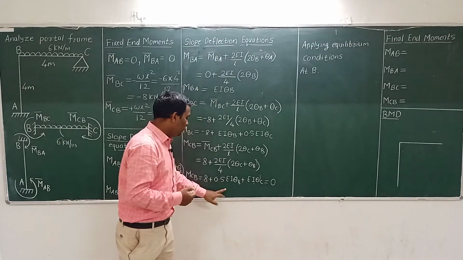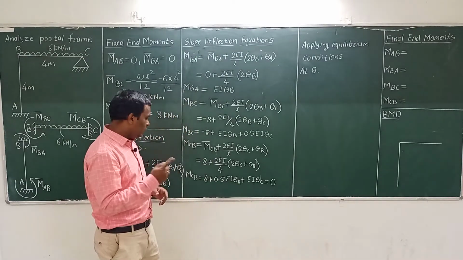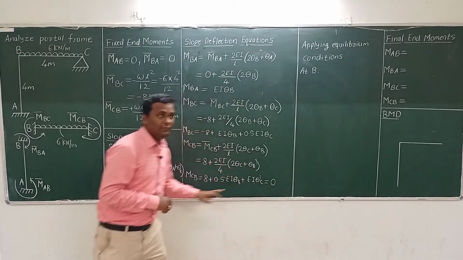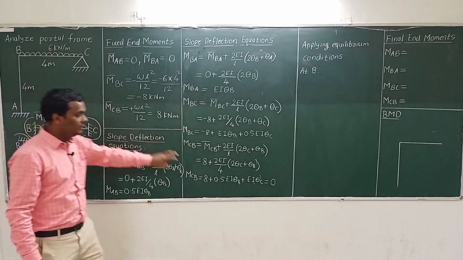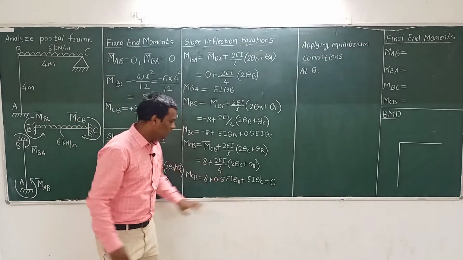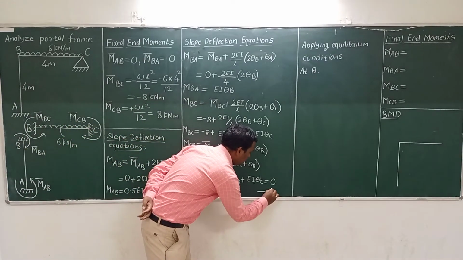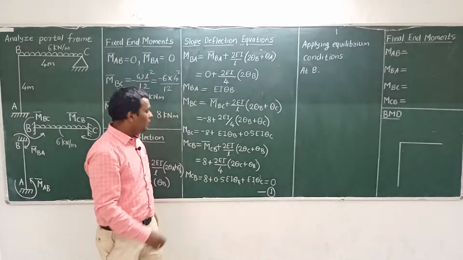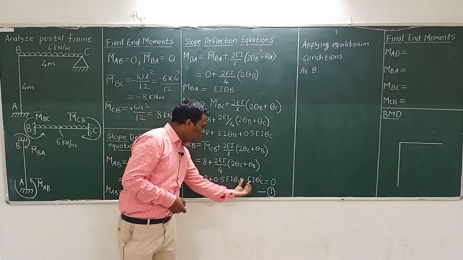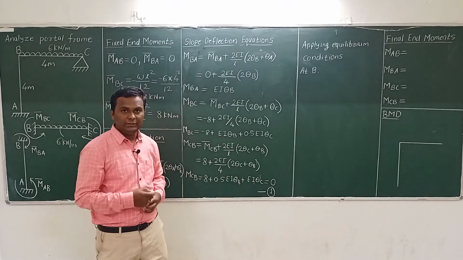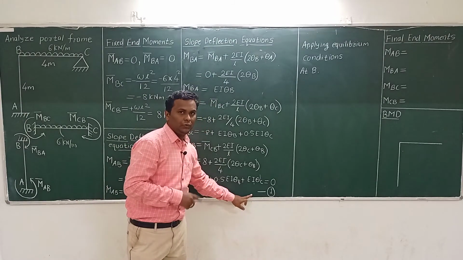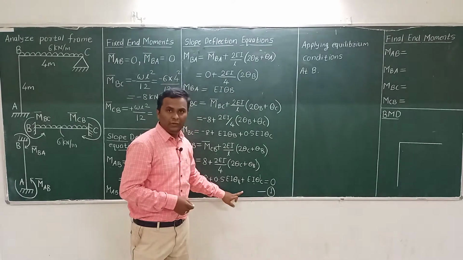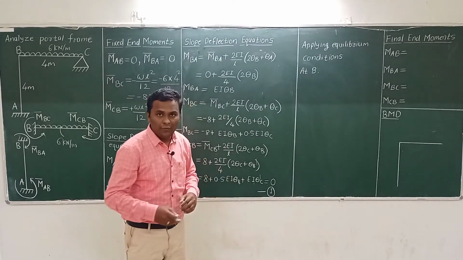So let us see now. To find out this EI theta b and EI theta c, one thing we have used is that MCB is 0 in this case, as we have this simply supported end. So let us say this is equation number 1. Now as we have two unknowns, EI theta b and EI theta c, we need two equations. One equation we already know, that it is equal to 0. So let us go for the next equation.